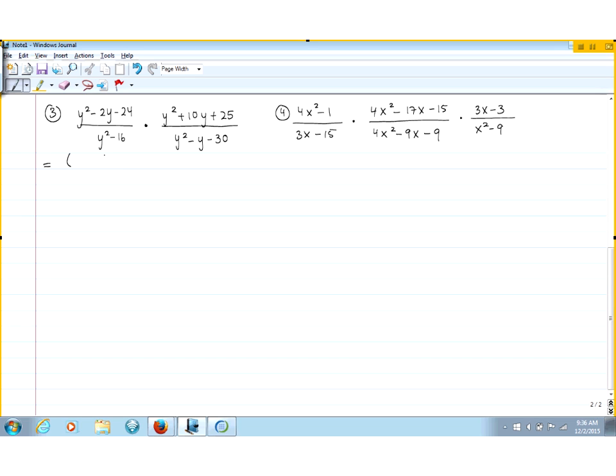Now, lesson number 3. What's this? Can we back up? Y squared minus 2y minus 24 is y minus 6, y plus 4. Good. Y squared minus 16 is y plus 4, y minus 4. Yes. Multiply by, what is this? Y plus 5, y plus 5.